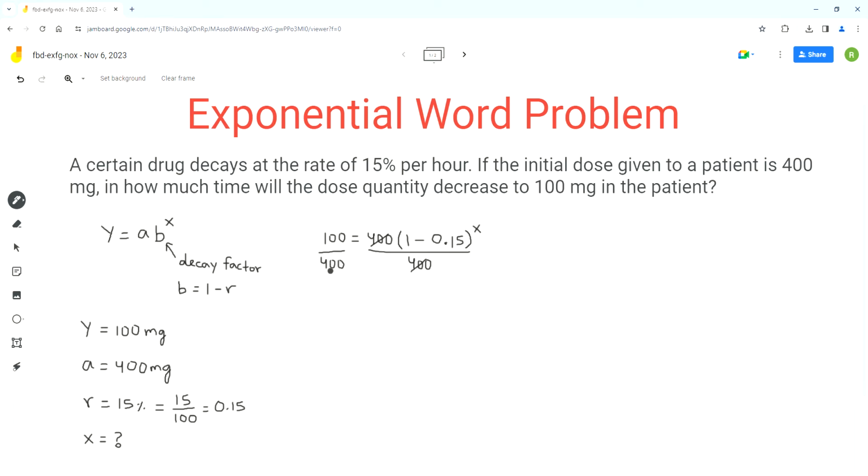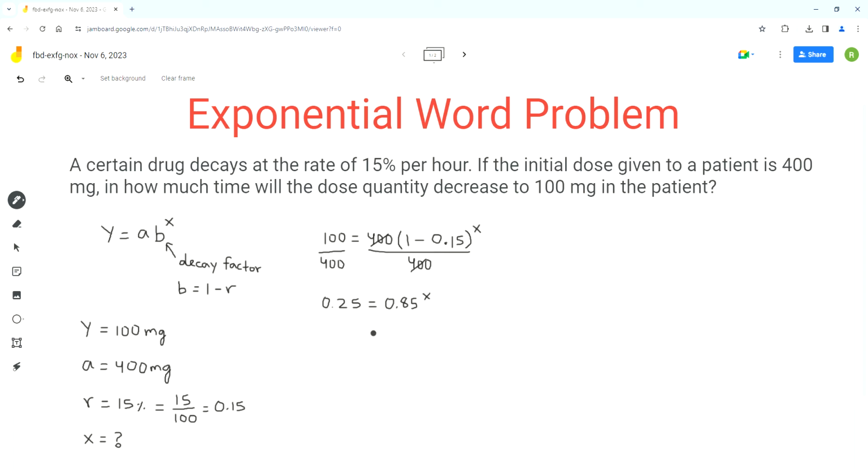So 100 divided by 400 is equal to 0.25, and then on the right side we can subtract the terms in the parentheses. So 1 minus 0.15 is equal to 0.85 exponent x. Now this is an exponential equation because x is in the exponent. Now we have to find a way to bring x down from the exponent to the coefficient level. So for that we'll use the laws of log.